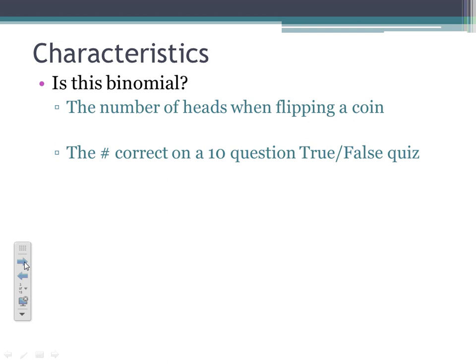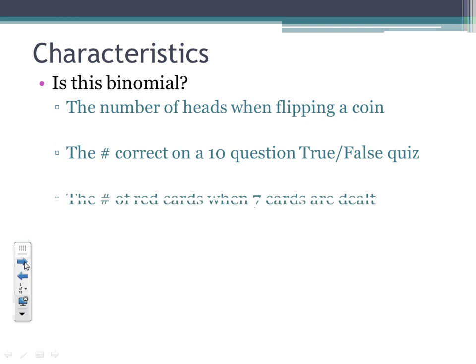Second, we have a fixed number of trials because there are only 10 questions on this quiz, so it's going to come to an end at some point. And then finally, we can assume that all the questions are independent of each other. So this problem would be considered binomial. We meet all three characteristics.